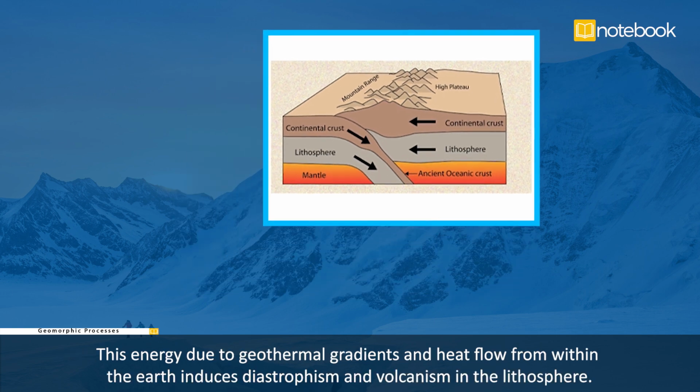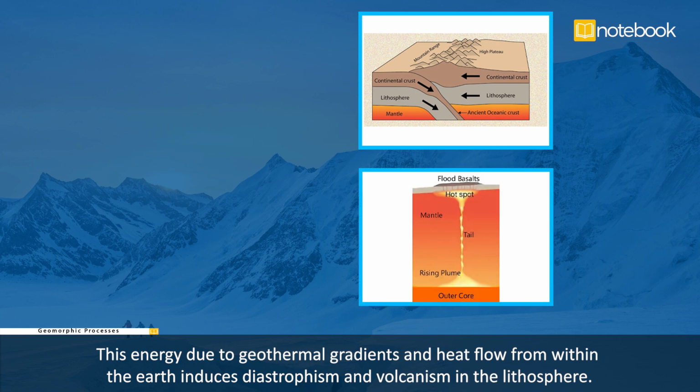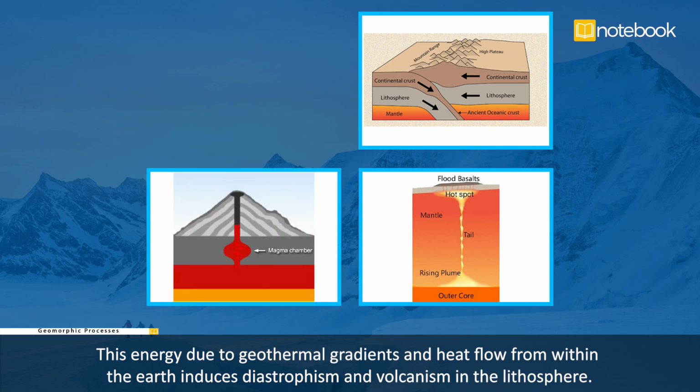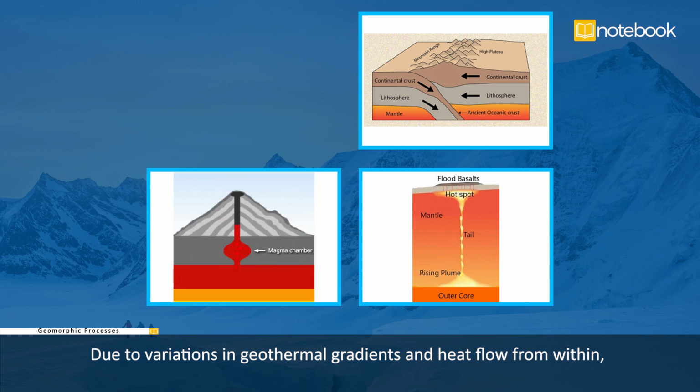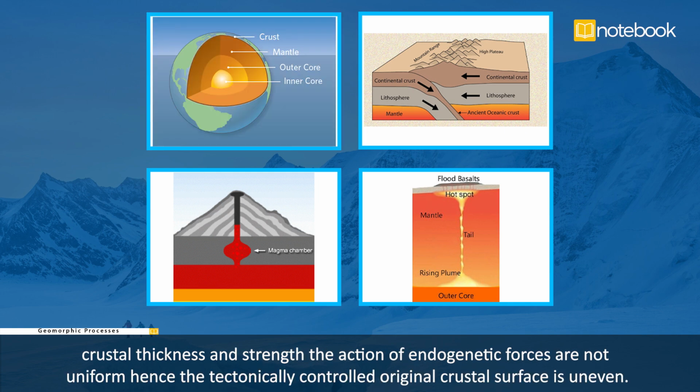the earth. This energy, due to geothermal gradients and heat flow from within the earth, induces diastrophism and volcanism in the lithosphere. Due to variations in geothermal gradients and heat flow from within, crustal thickness and strength, the action of endogenetic forces is not uniform. Hence, the tectonically controlled original crustal surface is uneven.